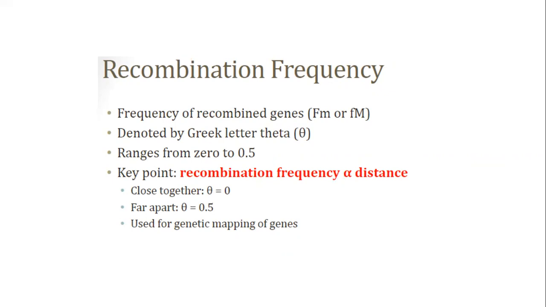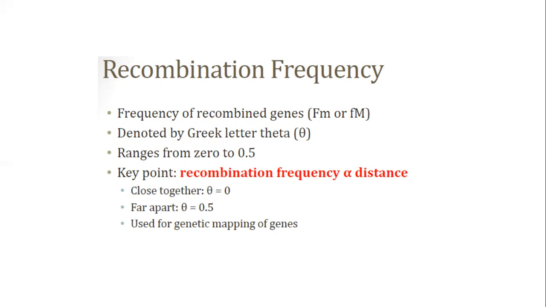The key point here is that recombination frequency is proportional to distance, which means that the closer the genes are located to each other, the smaller the recombination frequency is. But the bigger the recombination frequency, the bigger or longer the distance between the genes. This is used for genetic mapping to identify the location of the genes relative to each other.